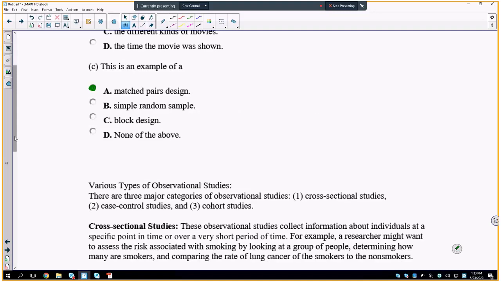If you had split the group of children up and said, some of you get to watch this movie and some of you get to watch that movie, we wouldn't call it a matched pairs design. But because all of the children first watch one movie and then next watch a second movie, this is called a matched pairs design.